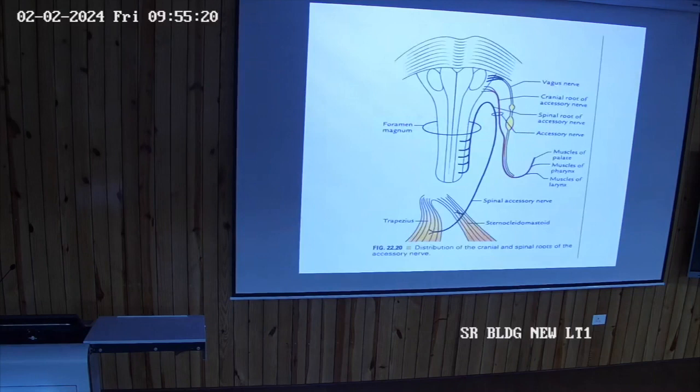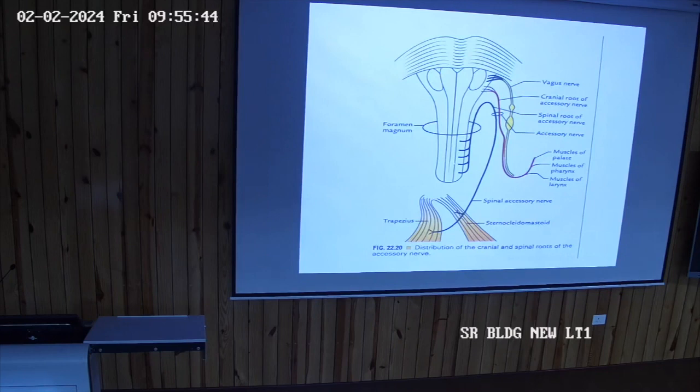The accessory nerve, or the 11th cranial nerve. This cranial nerve is a purely motor nerve. What are the other pure motor nerves? One at a time. 3rd, 4th, 6th, and 11th, 12th. Okay, good.